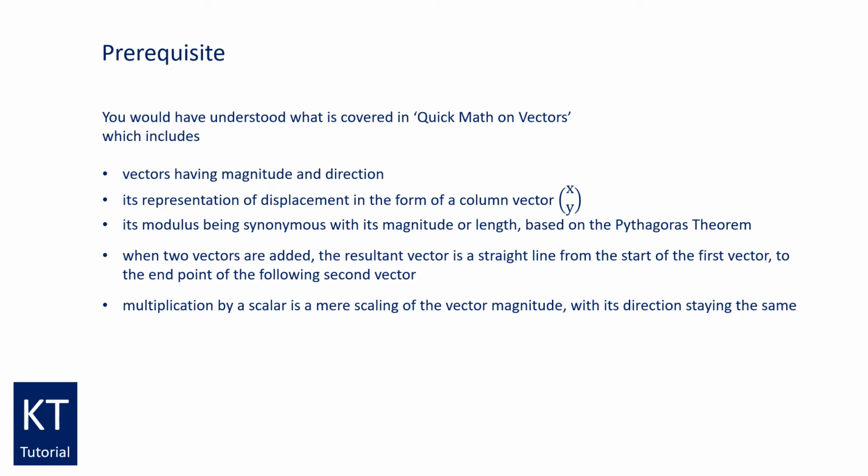When two vectors are added, the resultant vector is a straight line from the start of the first vector to the endpoint of the following second vector. And finally, multiplication by a scalar is a mere scaling of the vector magnitude with its direction staying the same.